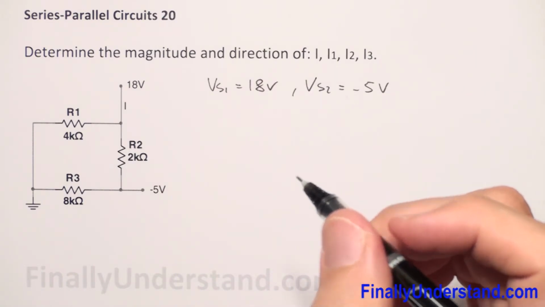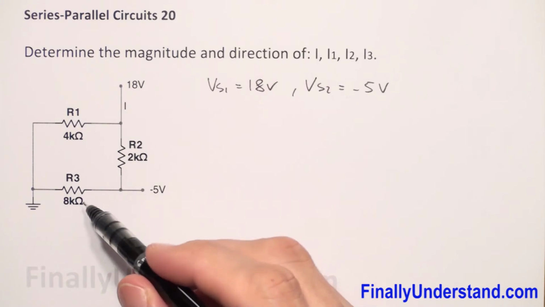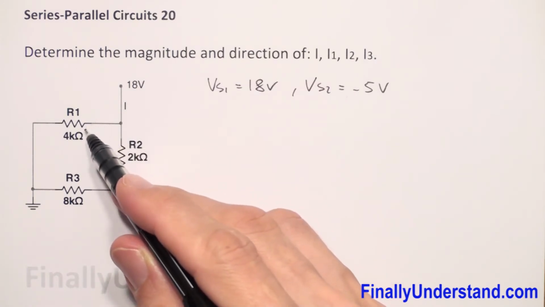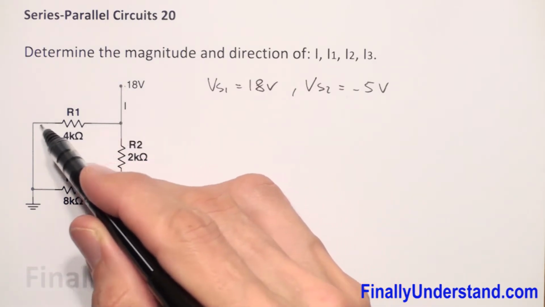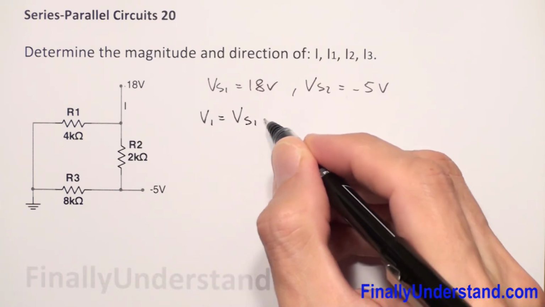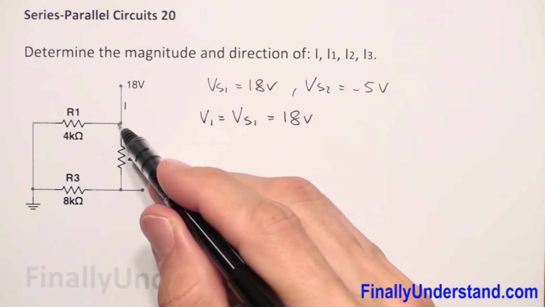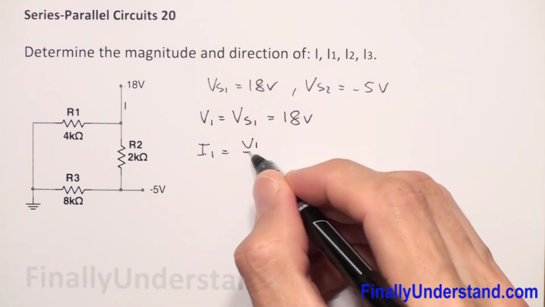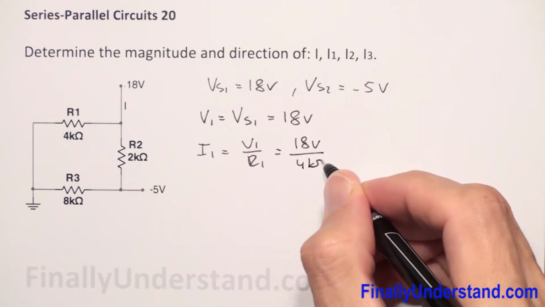Okay, so let me just find the current which will flow through, let's say, resistor R1. Resistor R1 is connected directly to the voltage source 1. So I can say that V1 is equal voltage source 1, right? And this is equal 18 volts. Now, if I want to find the current which goes through this resistor, I can simply write that I1 is equal V1 over R1. V1 is equal 18 volts over R1, which is equal 4 kilo ohms.